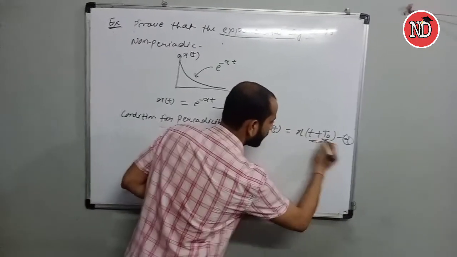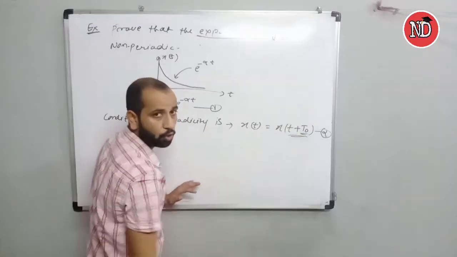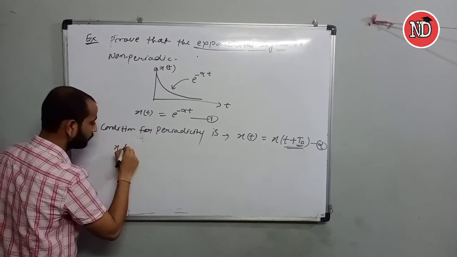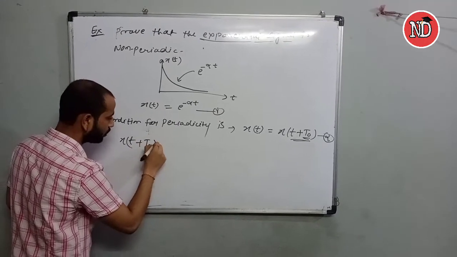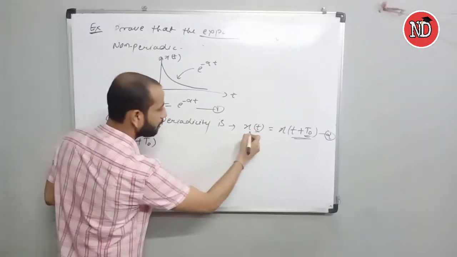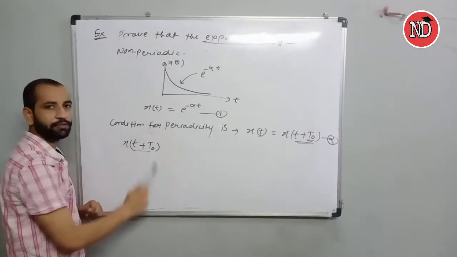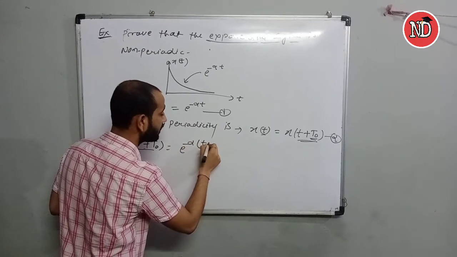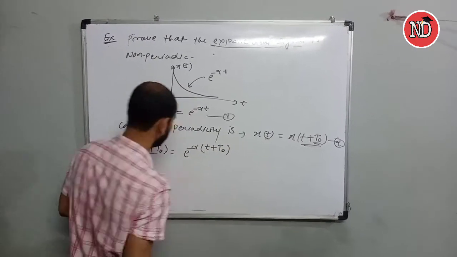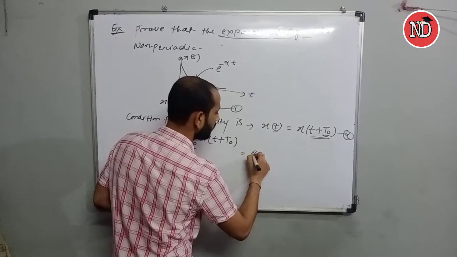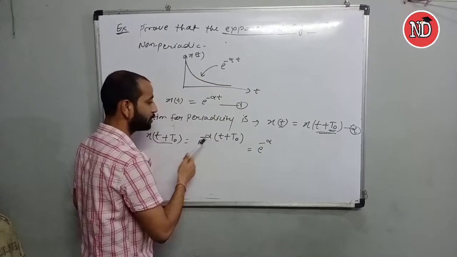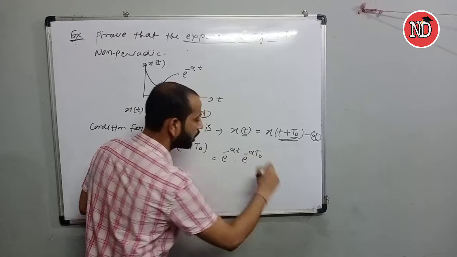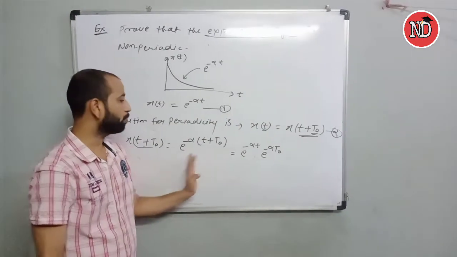Okay. Now let us find expression for t plus T0. It will be x of t plus T0. Replace t by t plus T0 in equation first. We have e to the power minus alpha t plus T0, is equals to e to the power minus alpha t, e to the power minus alpha T0. Okay, we can divide in the two parts.